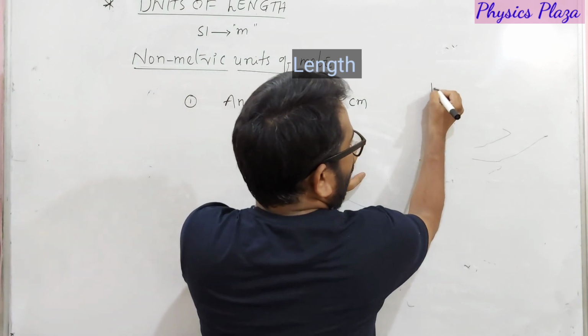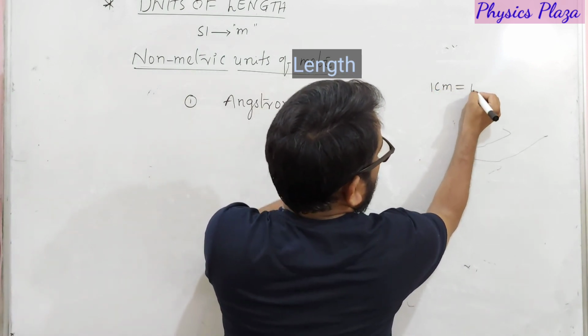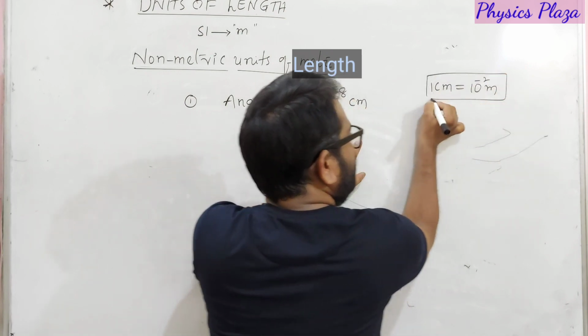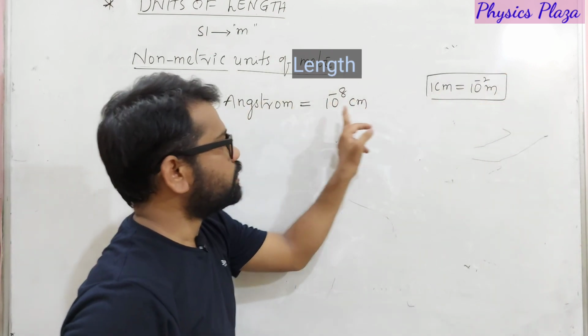But we know that 1 centimeter is equal to 10 to the power of minus 2 meter. This you can substitute here.